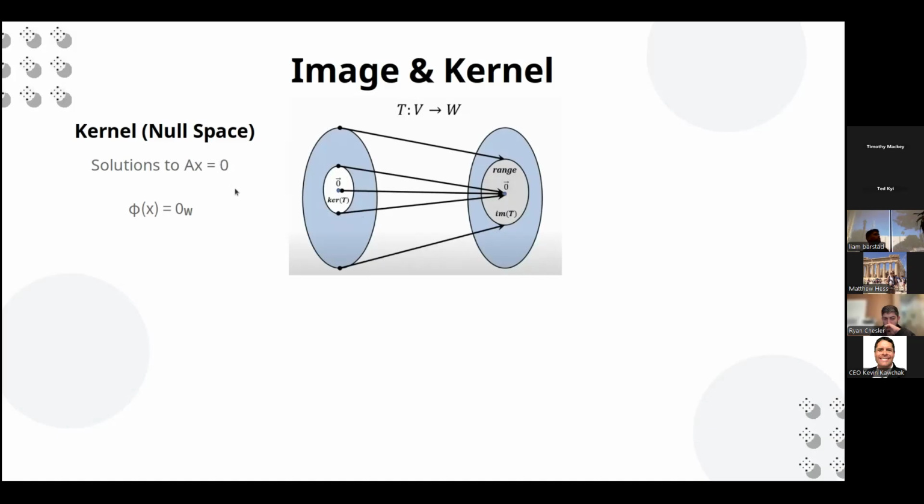And really quick, let's talk about the image. The image is the vectors in W that are reachable by the transformation, right? So you can think of this image, if a transformation is surjective, then the image contains all of W. And the bigger that image is, the more surjective it is.